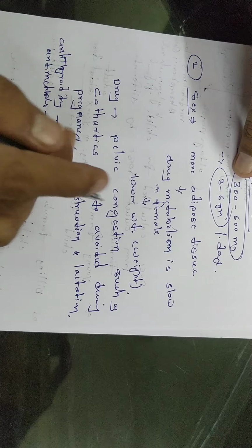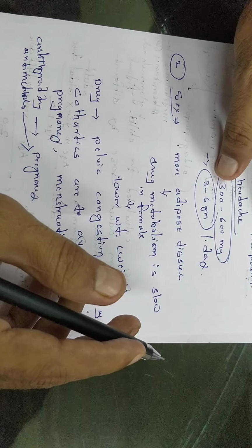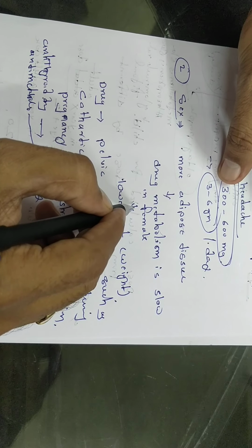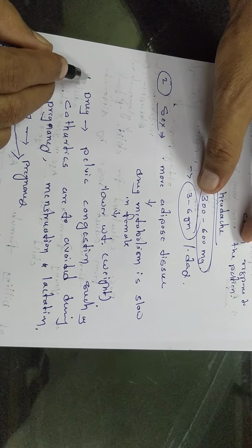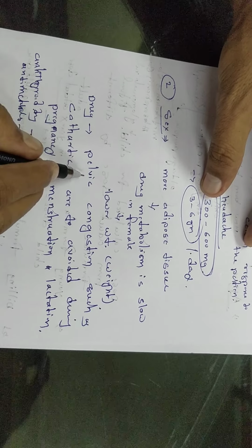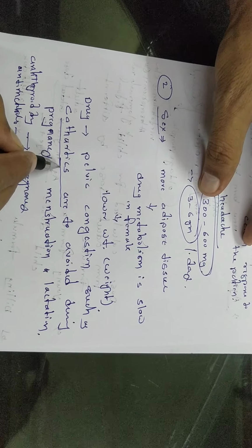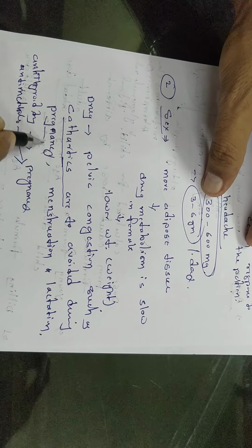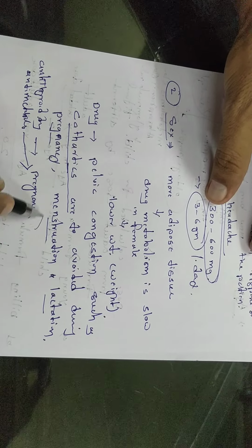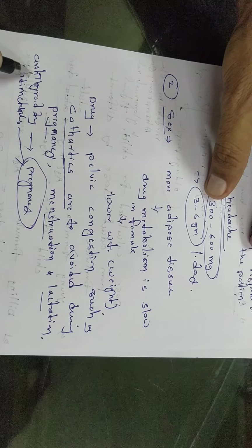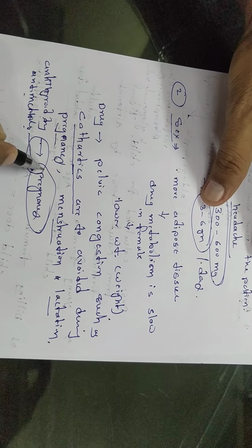See again the sex factor. Due to the more adipose tissue in the female, drug metabolism is slow, and hence they have low body weight. When the drug is administered, due to pelvic congestion, drugs such as cathartics are avoided in pregnancy, the menstruation period, and lactation. And drugs like antithyroid drugs and antimetabolic drugs should always be avoided in pregnancy.